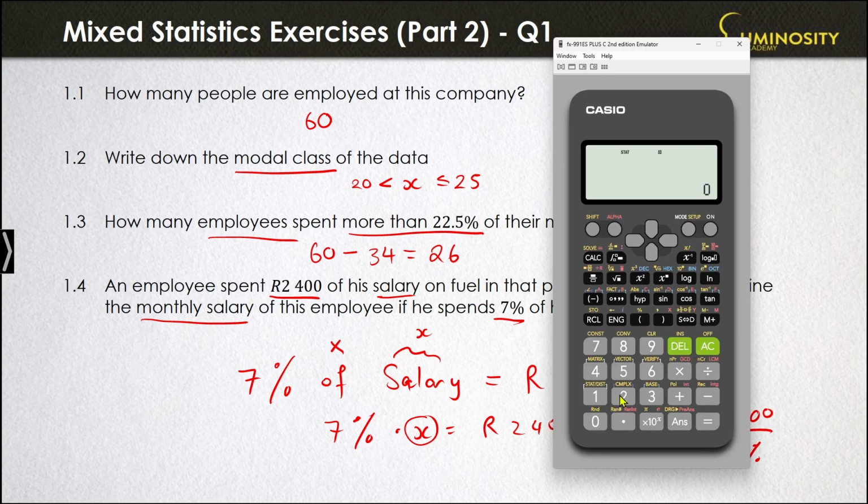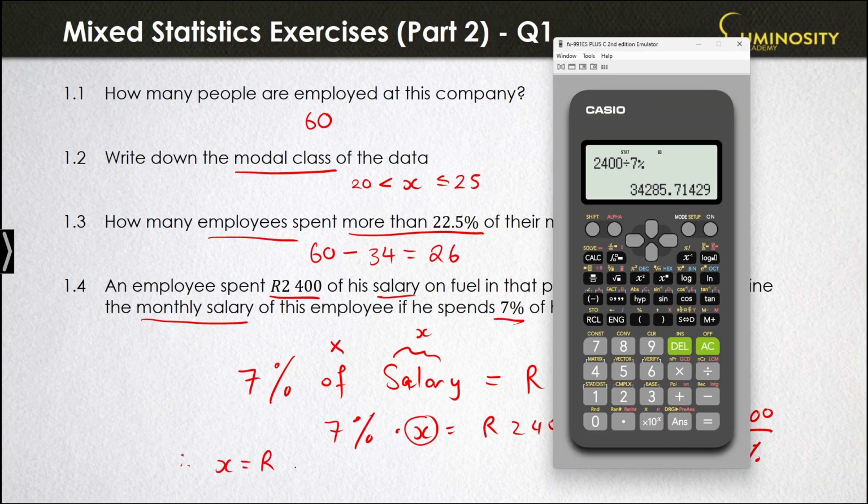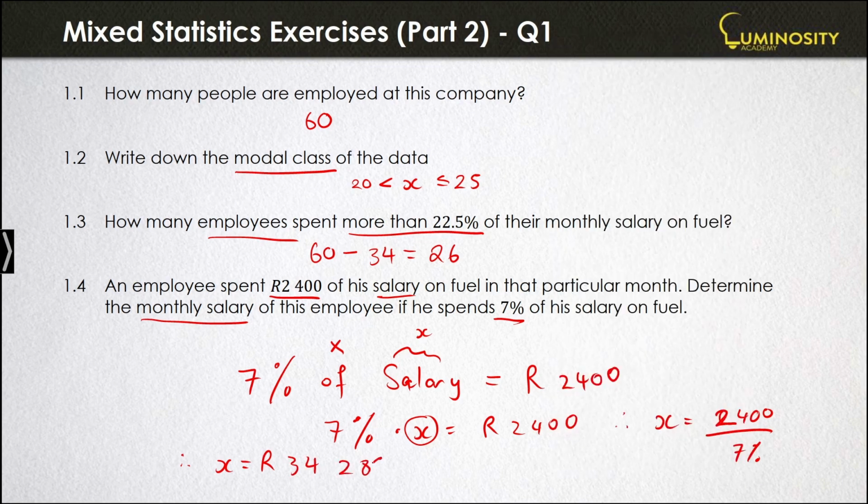On your calculator, you can click 2,400 divided by 7, and then the percentage symbol, and I get 34,285.71. So therefore the salary X is 34,285 Rand and 71 cents to 2 decimal places.